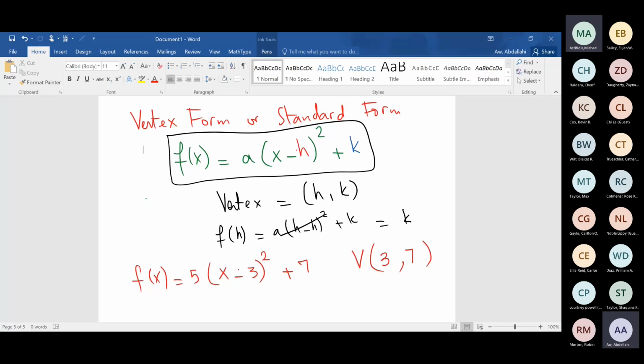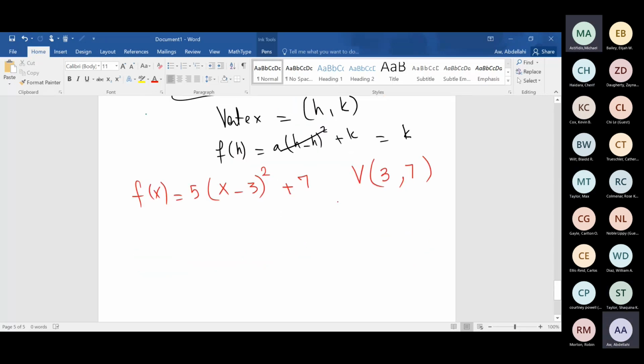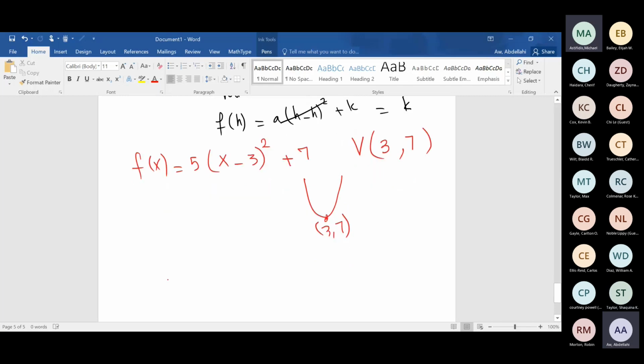So does this parabola open up or down? Up, it opens up. This parabola opens like this, and it tells me that the point is (3, 7). It tells me the minimum value is 7, reached at 3. Do you agree with that?